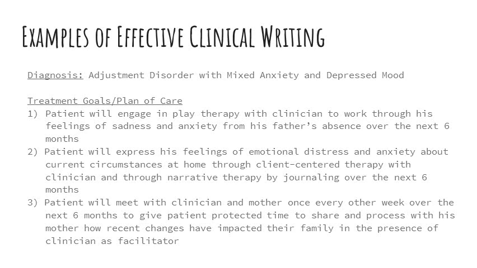The goals are that the patient will engage in play therapy with the clinician to work through his feelings of sadness and anxiety from his father's absence over the next 6 months. Second, the patient will express his feelings of emotional distress and anxiety about current circumstances at home through client-centered therapy with the clinician and through narrative therapy by journaling over the next 6 months. And the third goal is that the patient will meet with clinician and mother once every other week over the next 6 months to give the patient protected time to share and process with his mother how recent changes have impacted their family, in the presence of the clinician as a facilitator.